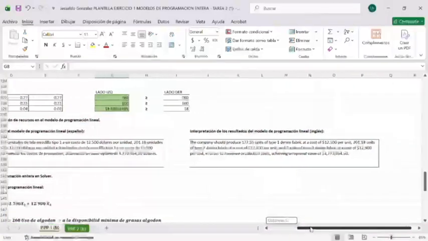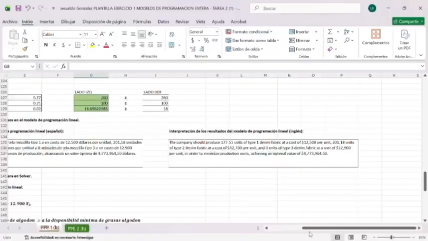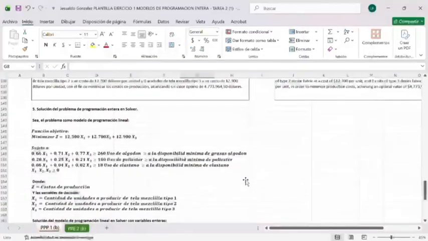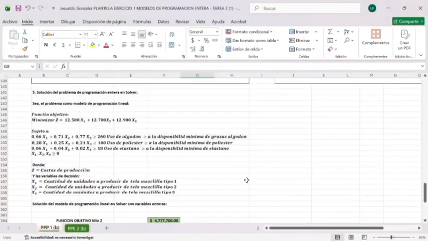In order to minimize production costs, achieving an optimal value of 4,700,073 and 964.5 dollars. For that reason, it's necessary to use an integer programming model, which provides a feasible solution in whole units.